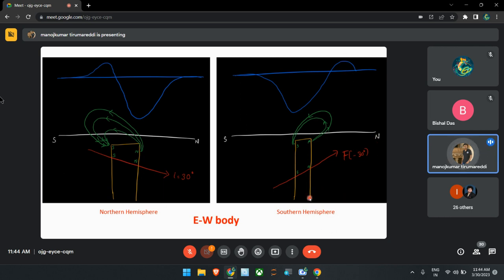Okay, and if you go a little bit south, this inclination will become minus 60. Then this positive part will increase and will dominate the negative part. We'll get less negative and more positive.